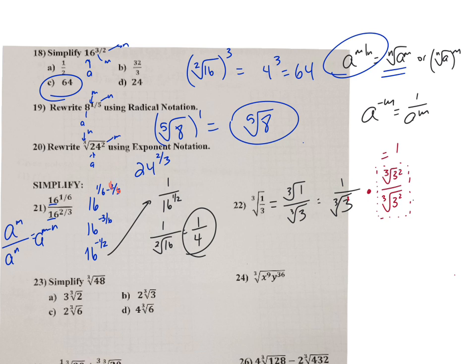So now I'm going to multiply across the top. The top turns into the cube root of 3 squared, which is 9, all over the bottom, which turns into the cube root of 3 cubed. The little 3's cancel. I end up with the cube root of 9 all over 3. That's my answer.